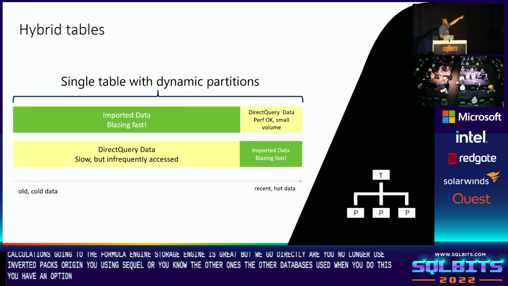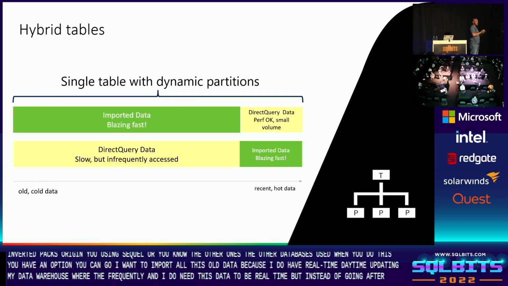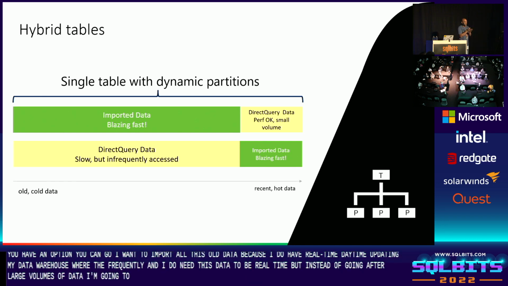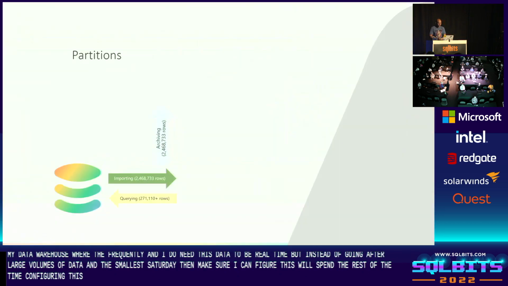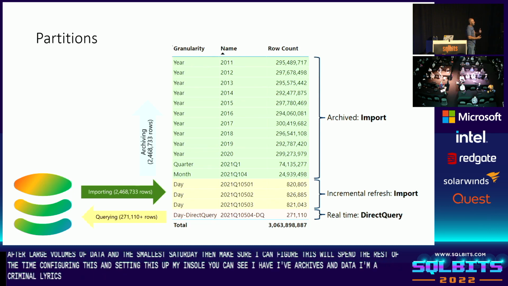You can go, I want to import all this old data because I do have real-time data. I'm updating my data warehouse rather frequently, and I do need this data to be real-time. But instead of going after large volumes of data, I'm going after a smaller set of data. I'm going to show you how to configure this. We'll spend the rest of the time configuring and setting this up, right? And so you can see I've archived some data, I'm incrementally refreshing some data, and I'm direct querying some data, all against one single query.